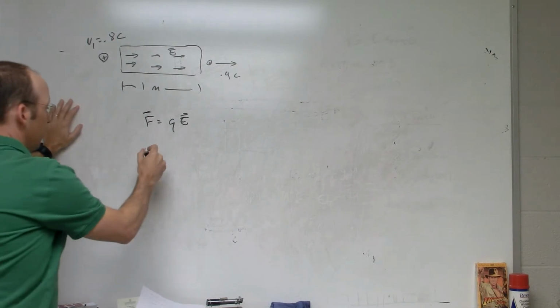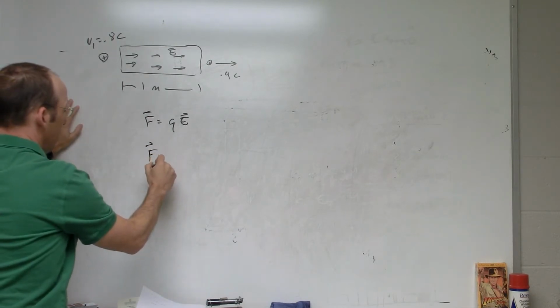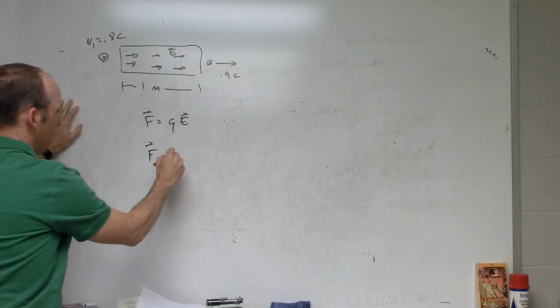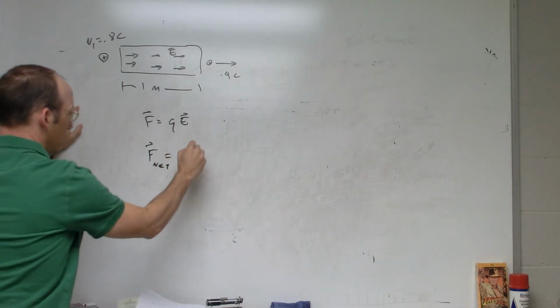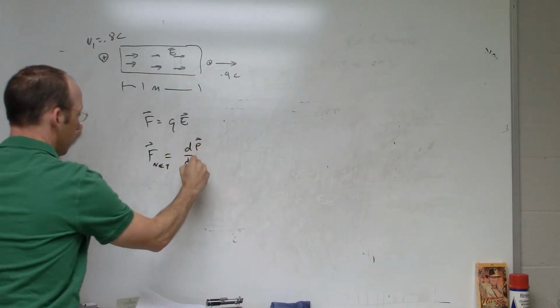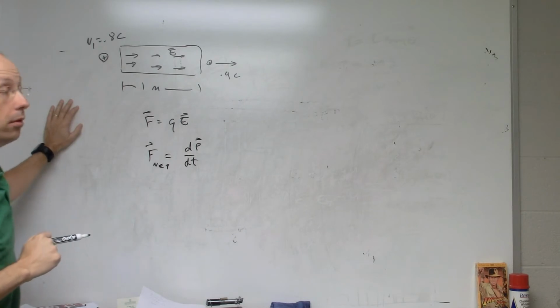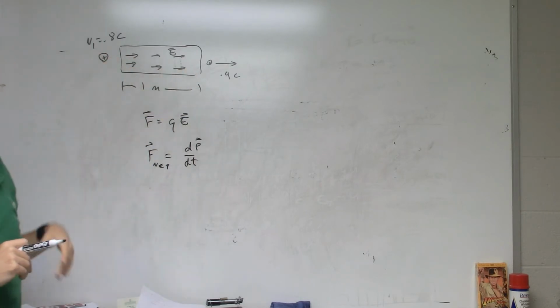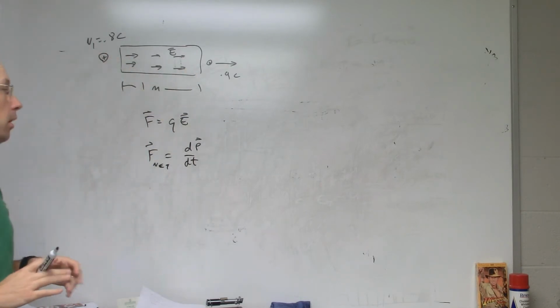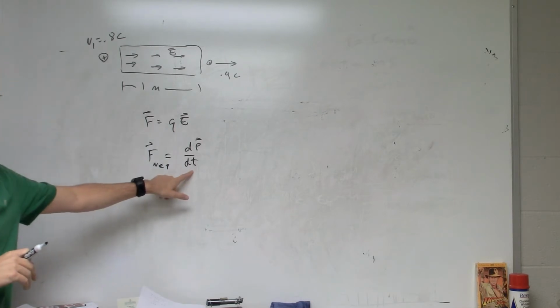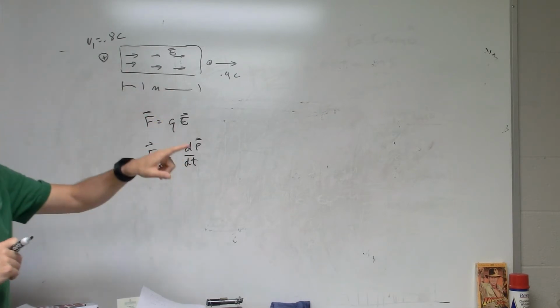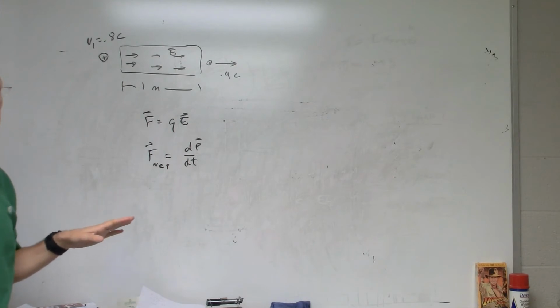If you did this, F net, there's only one force, so F net equals dp/dt. That's the momentum principle. And you can say, oh, look, the momentum's increasing. We can use real momentum too. But what about the time? You don't know the time that this thing takes. And it's not trivial to find that out.